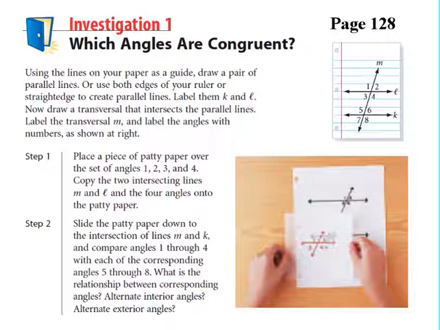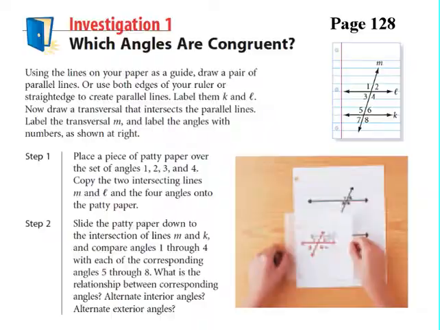What is the relationship between corresponding angles? So corresponding angles, remember, were 1 and 5. What do you notice about angle 1 and 5? They're the exact same. What do you notice about alternate interior angles? So alternate interior angles would be 3 and 6. If you flip 3 around, upside down, you find out that those are the exact same. What about alternate exterior? What do you know about 2 and 7? They're the exact same.